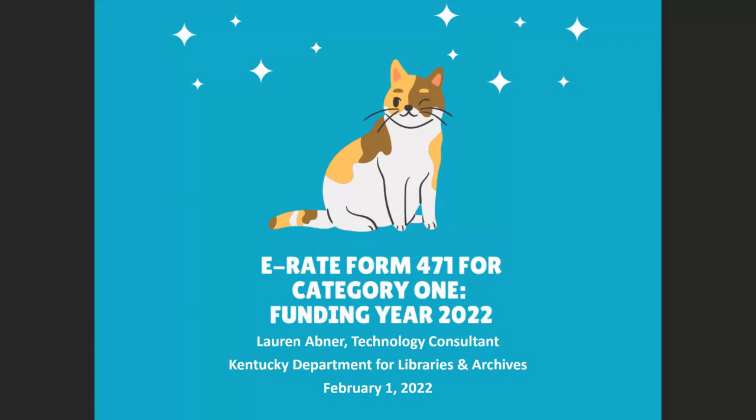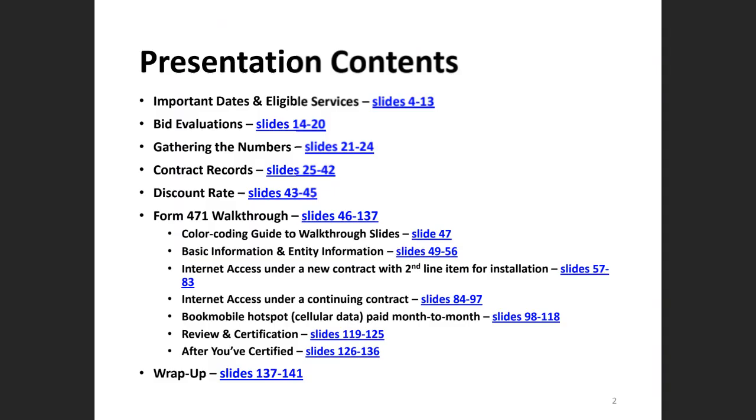Today, we're talking about the E-Rate Form 471 for Category 1, the first of two trainings on this particular E-Rate form. If you're looking at the full slides later, either posted on our website or within Blackboard Learn, you will be able to navigate to different sections of this presentation using the links on the contents page, and there will also be a link to return you to the contents.